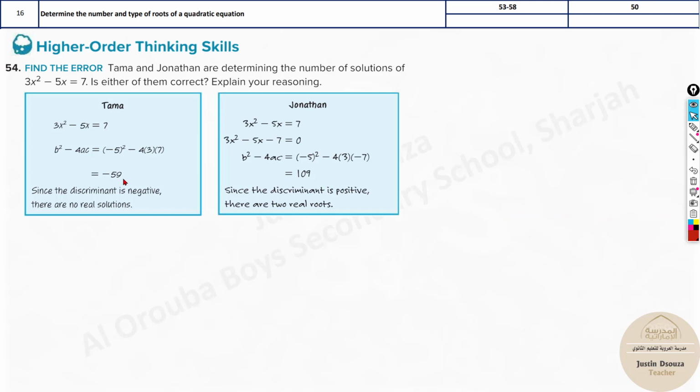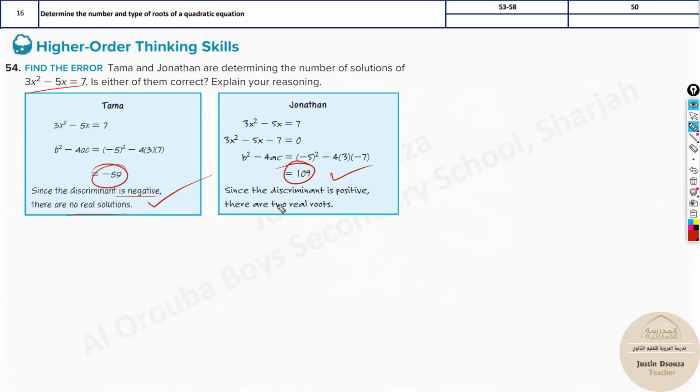Now the next one is about finding the error. Let's look at this problem. Here you can see Tama is doing a certain calculation and Jonathan is doing a certain calculation. Oh no, sorry, they're doing the same calculations, okay? They're finding the discriminant and trying to find what exactly is the solution. Here Tama has got -57, so negative means no real solution. And over here Jonathan, both are doing the same problem. They're getting different answers. I'm not sure which is correct. We will do it in a while.